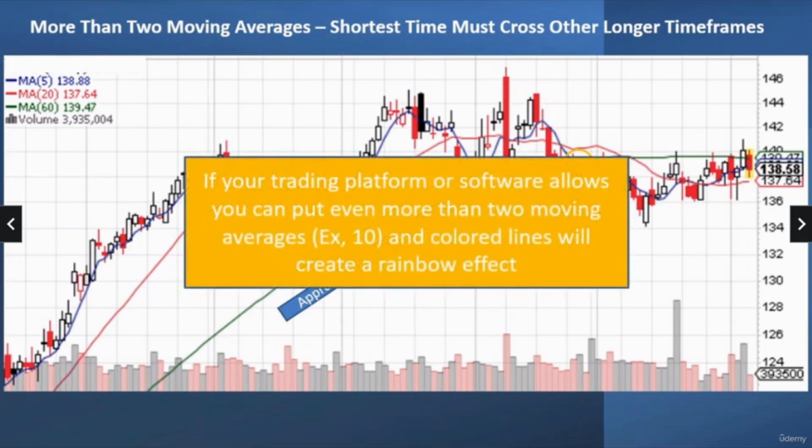Another thought too is if your trading platform or software allows, you can even put more than 2 moving averages on there, 3 or 4 or however many you want. You can even go as high as 10. It depends on the trading platform; a lot of them top out at 10 or at 3. But if you can put a whole bunch of them on there, you'll get this colored line effect that creates a kind of rainbow. Your shortest time frame is going to move through the rainbow, and some people like that.